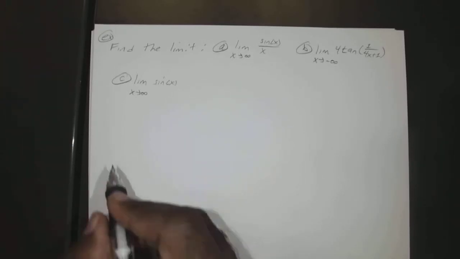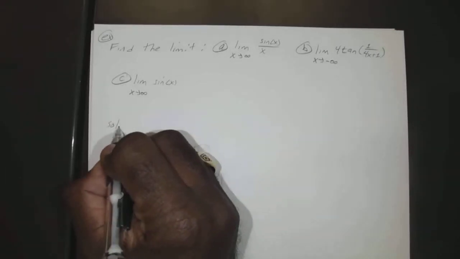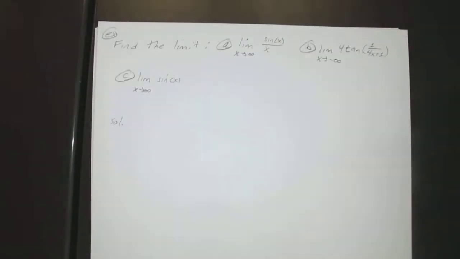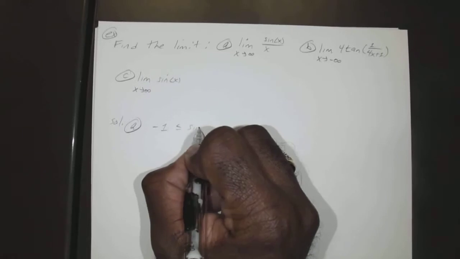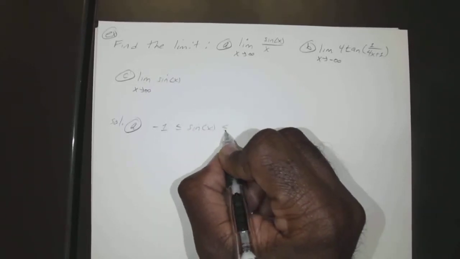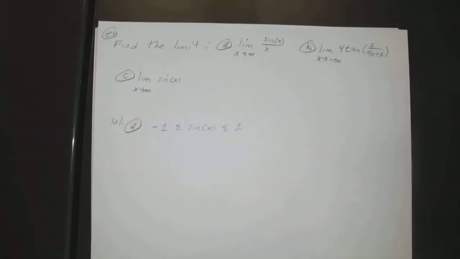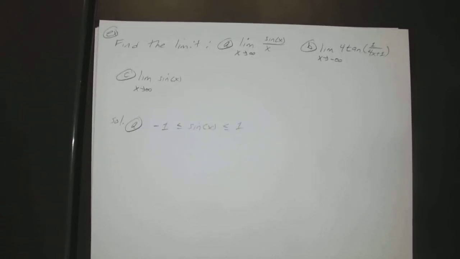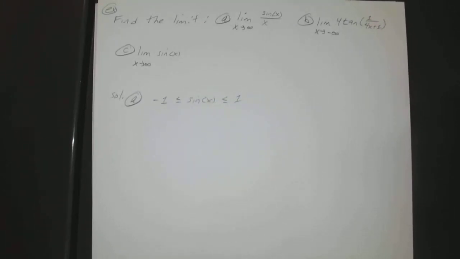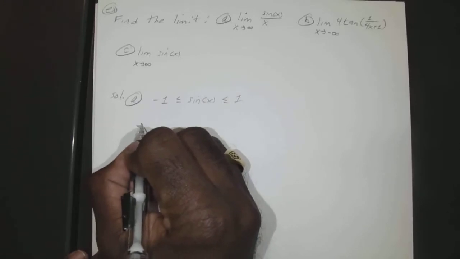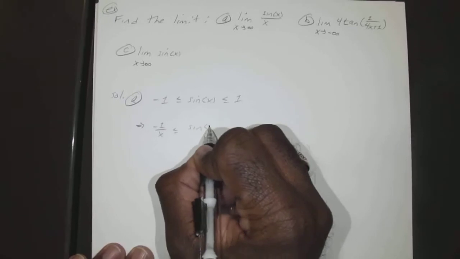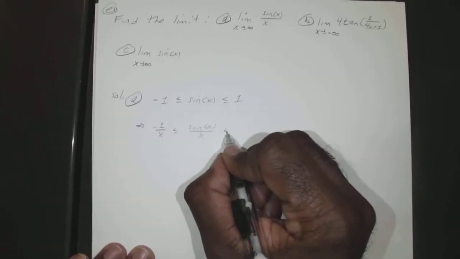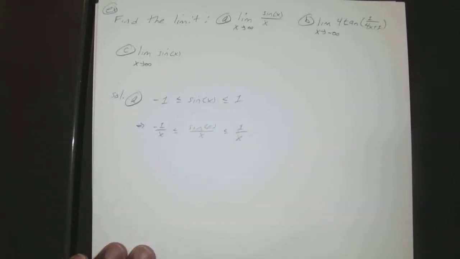All right, but for A, you want to remember that sine x is between negative 1 and 1. Okay, so if we divide each term by x, you have negative 1 over x less than or equal to sine of x over x less than or equal to 1 over x.